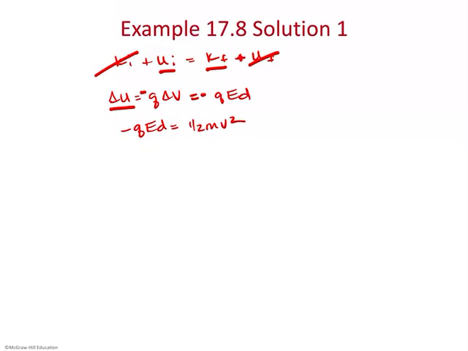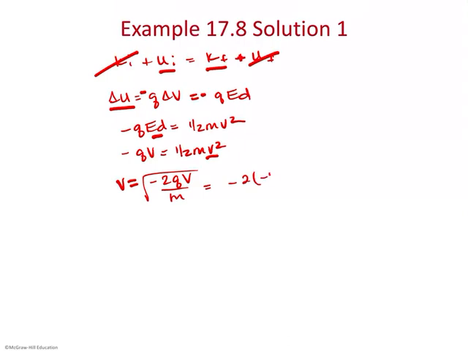But we're not actually given the electric field, so I don't really know why I put this. Actually, we are given the voltage, so I can just do that. I don't know why I did that. All right, so we're solving for velocity. So velocity is equal to the square root of -2 times charge times voltage divided by the mass.